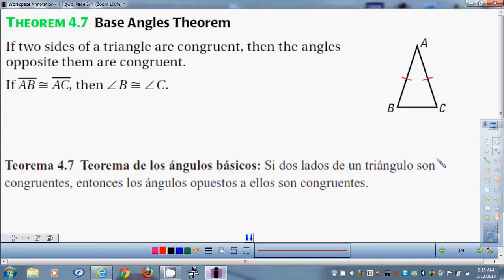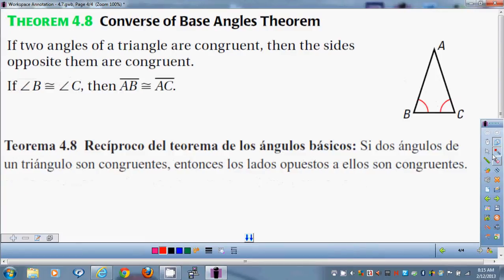Very good. The 4.7 converse, or 4.8, is going to say if the angles are congruent, then the sides are congruent. Now I'm going to tell you right now, there will be a test question. There will be, maybe multiple, that says, how do you know that these sides or these angles are congruent? And there is going to be the theorem and the converse.